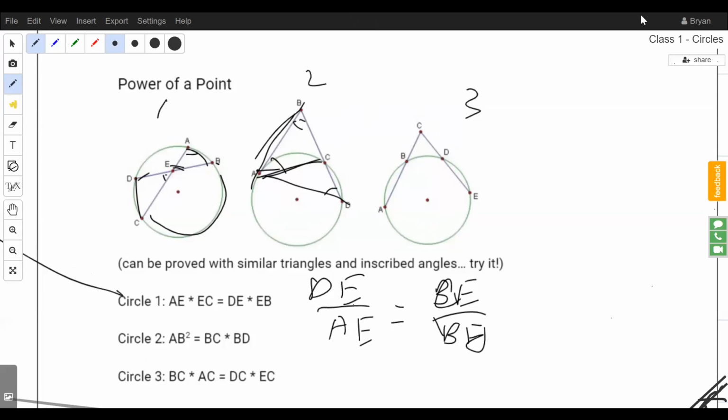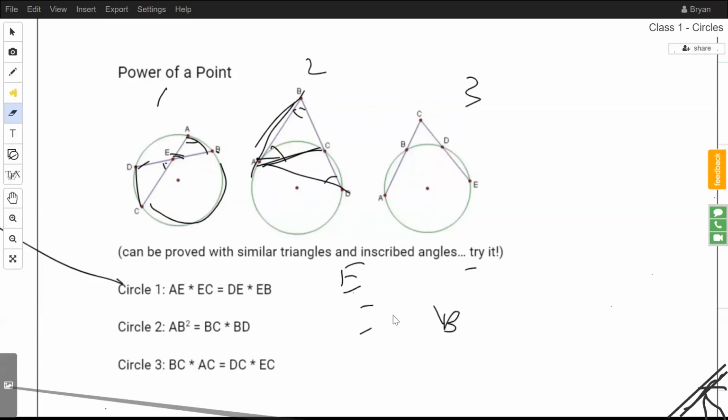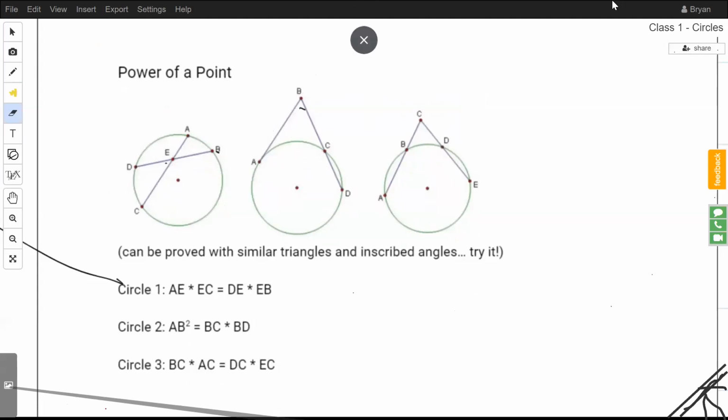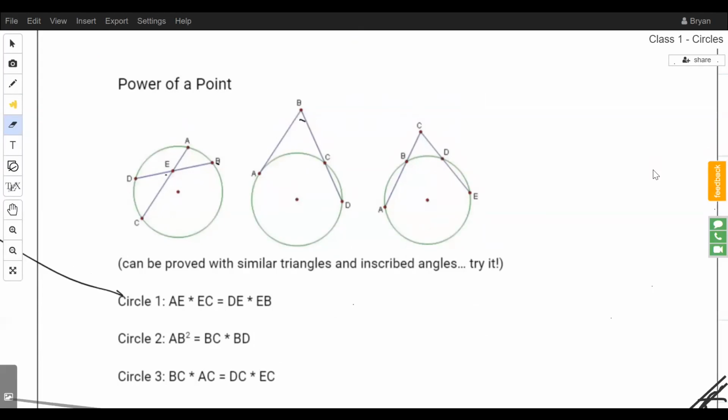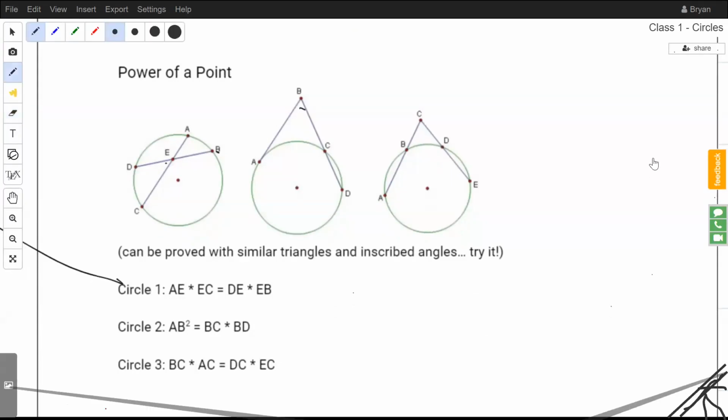Okay, so basically, some of you probably didn't really understand what I just said, so I'll try to clarify a little bit. The purpose of power of a point is basically saying that we know that we have a circle.